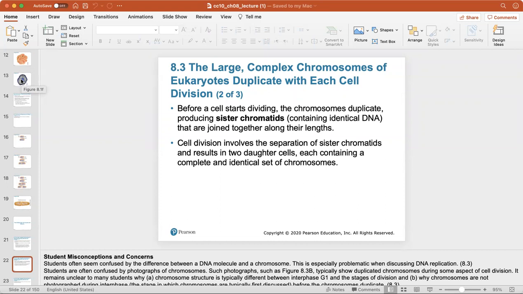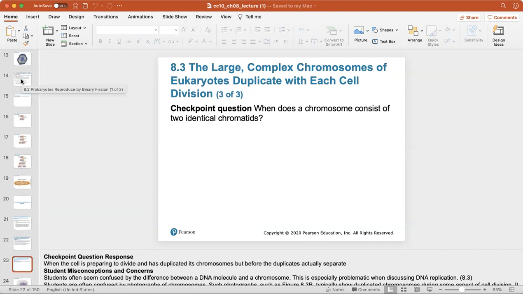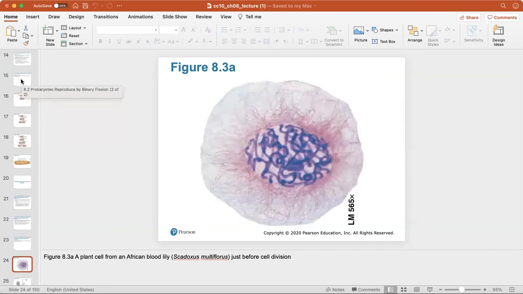Before a cell does start dividing, the chromosomes will duplicate, producing sister chromatids, which contain identical DNA pieces that are joined together along their lengths. And cell division involves the separation of sister chromatids and always results in two daughter cells, each containing a complete and identical set of chromosomes. So here's a look at a plant cell from a lily just before cell division, and you can see the condensed chromatin, which contains all the genetic material.